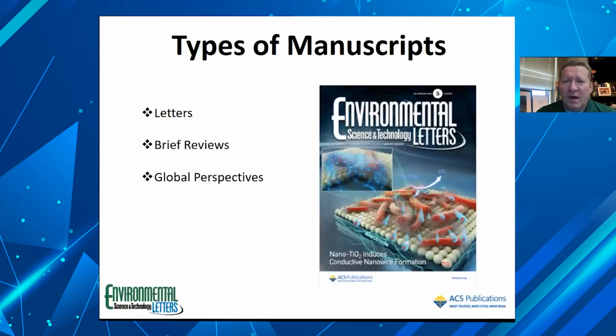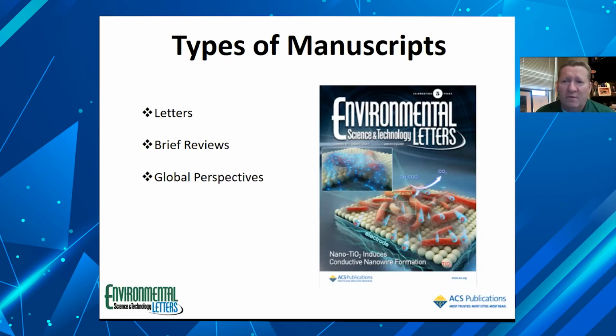So we have different types of manuscripts. Again, ES&T Letters, our hallmark is the letter format. And so this is the typical research article, but again, we're focusing on really timely, urgent contributions. And that's why we prioritize topics for letters in shorter manuscript formats. So a 3,000 word limit for the letters.